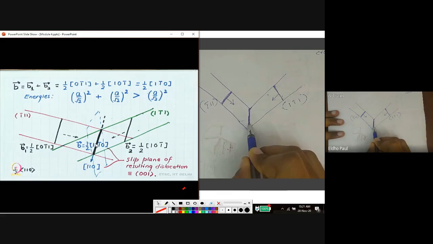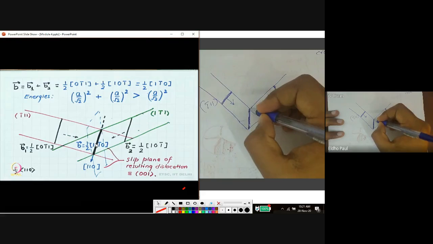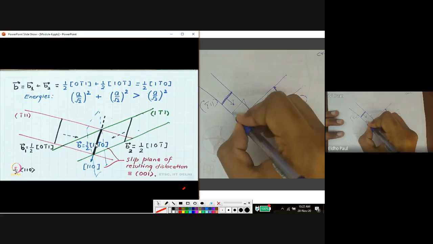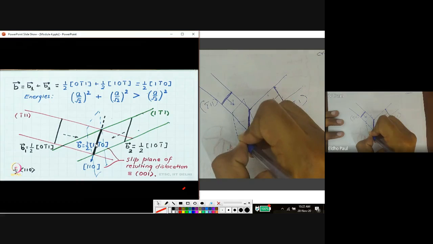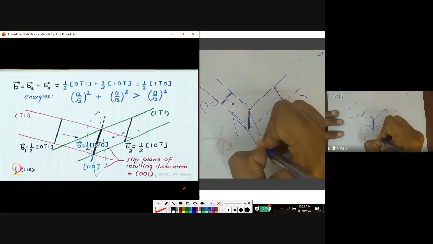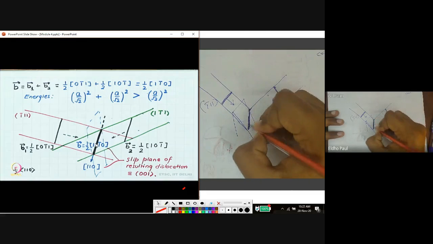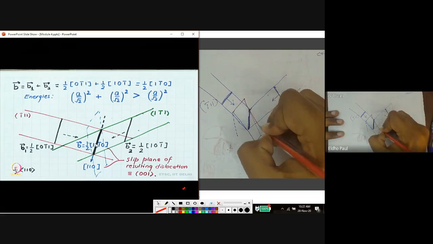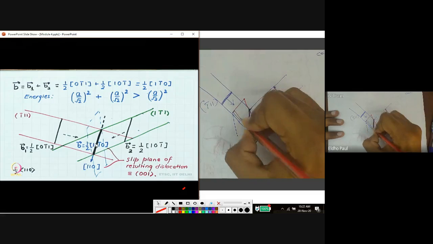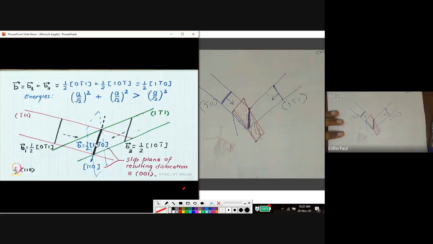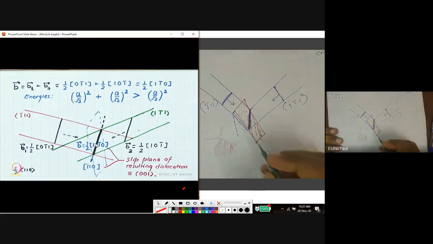But this dislocation line is on another plane. For example, the resultant dislocation line is in this plane, and this plane is the 001 plane.